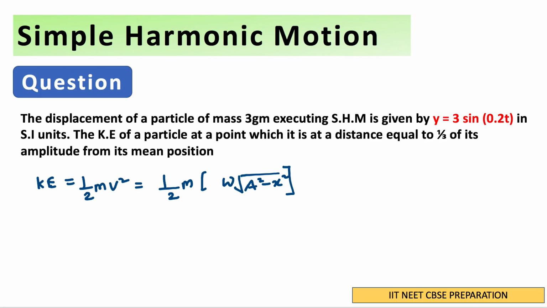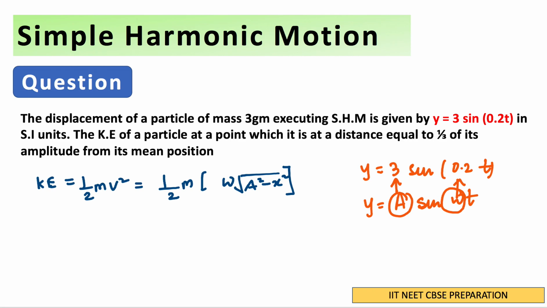If you see the question, the equation is y equal to 3 sine 0.2 t. Let's quickly identify the various values that we need to solve this question. y is equal to 3 into sine 0.2 t. This is nothing but y equal to a times sine omega t. So we got a is 3, and omega is 0.2. So we got the two values, a and omega, and we substitute these two values here.